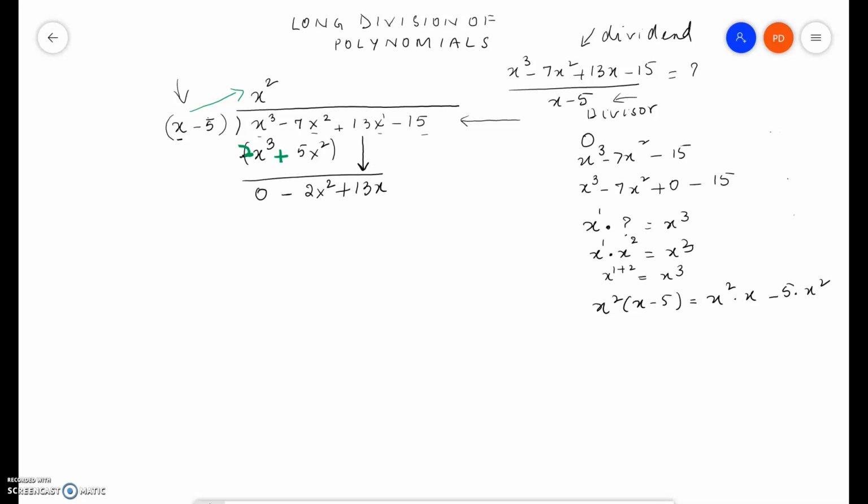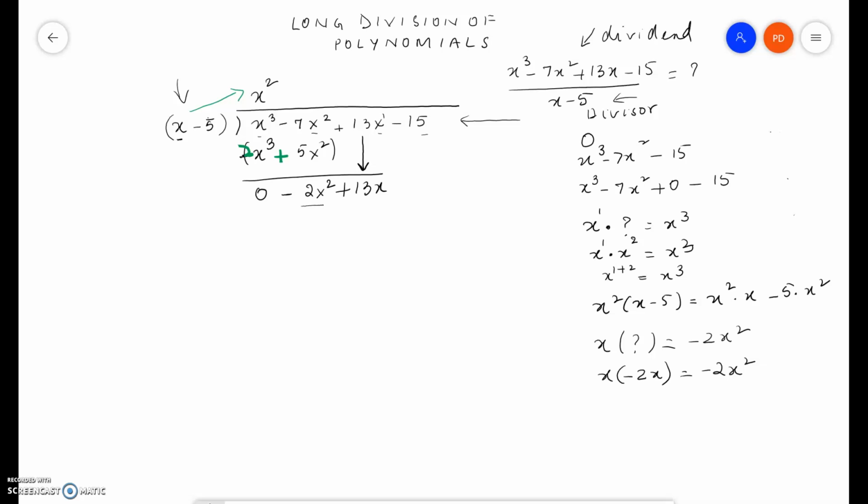Look at the first term here, the highest power of x. It is negative 2x squared. And again, we repeat the process. X is part of x minus 5. So x times what is equal to negative 2x squared. So x times negative 2 times x is equal to negative 2x squared.